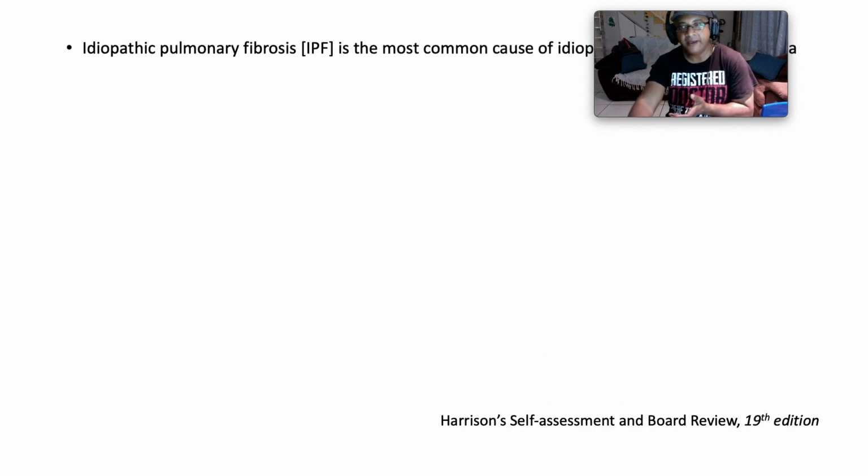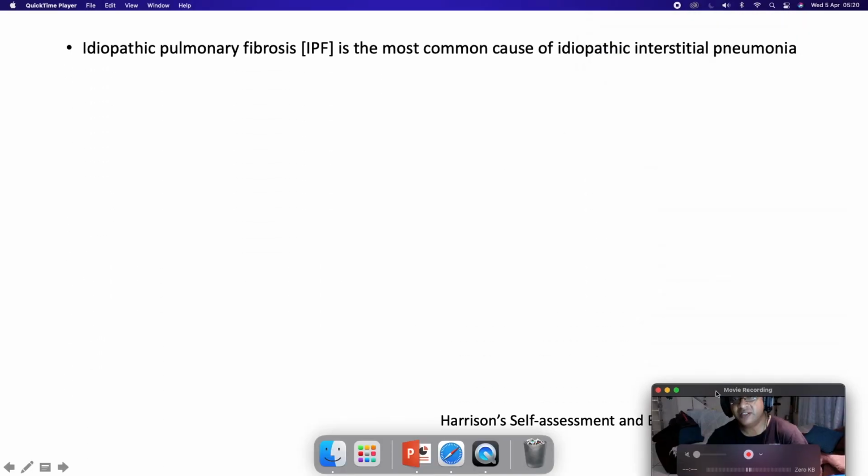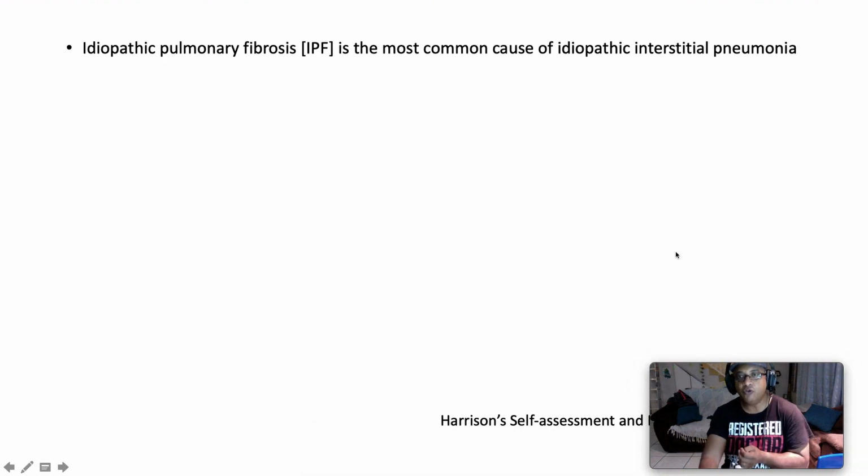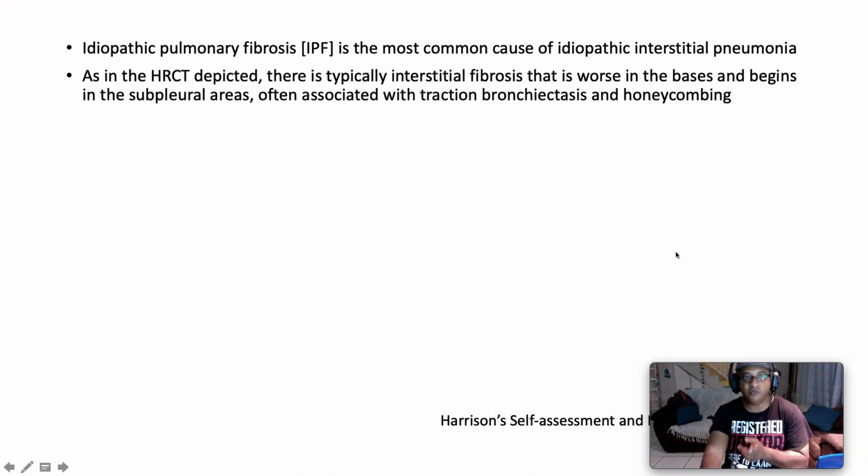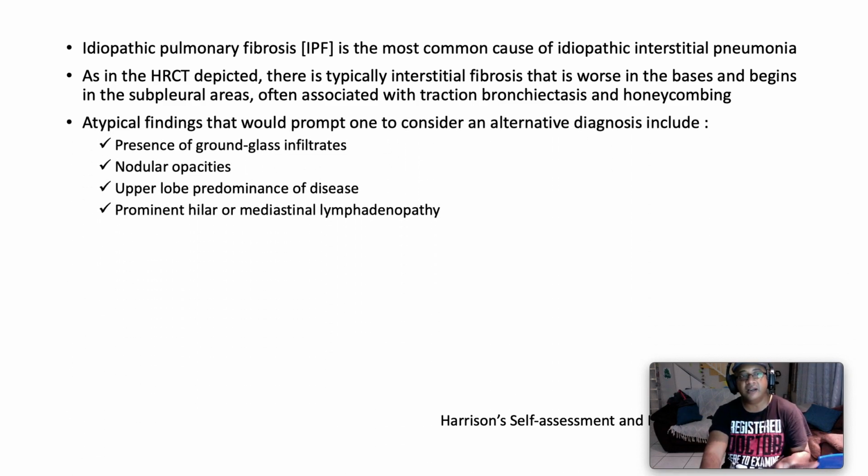UIP pattern. Now, we said that idiopathic pulmonary fibrosis, IPF, is by and large the most common cause of idiopathic interstitial pneumonia. And as we saw on the HRCT, we typically have interstitial fibrosis that is worse at the bases and begins subpleural, often associated with the two buzzwords: traction bronchiectasis and honeycombing.